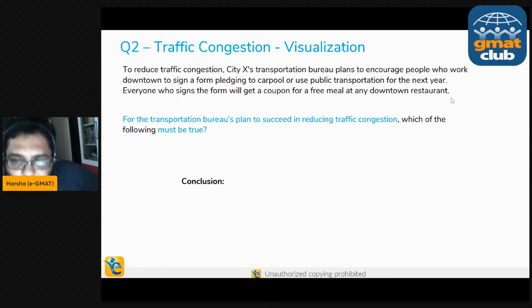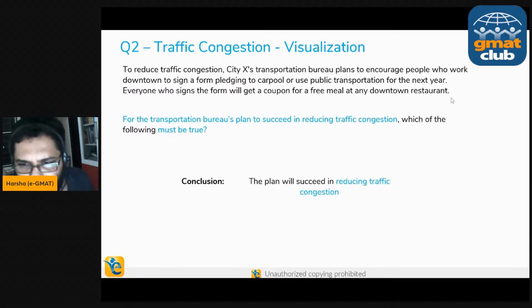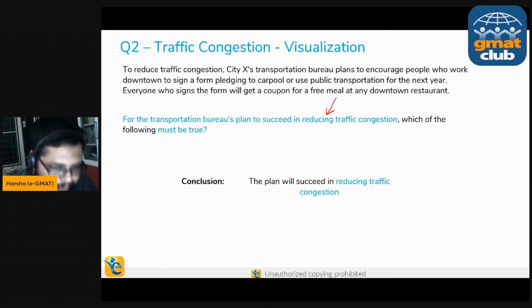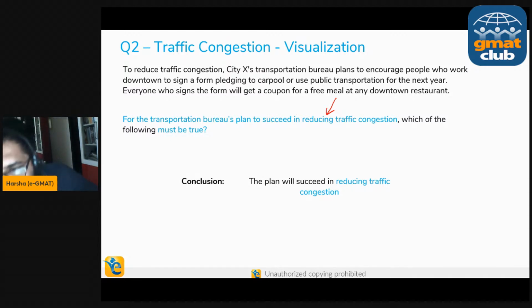The traffic will reduce by the plan. Okay, that's fair. You're right. Essentially, the conclusion of the argument is fairly simple. It's in the question stem, as some of you definitely figured out. For the Transportation Bureau's plan to succeed in reducing traffic congestion, which of the following must be true? Right? City is trying to reduce traffic congestion.